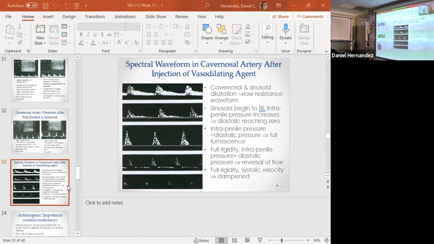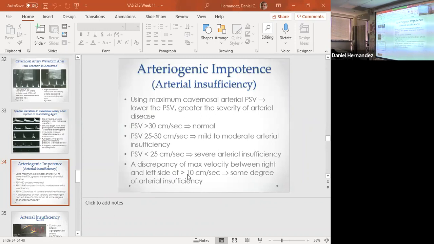And eventually we can wind up with actually dampened flow. So systolic flows become dampened. So if there's arterial insufficiency, so if there's not adequate arterial blood supply getting to that tissue, the maximum cavernosal peak systolic velocities are going to be lower. The lower those velocities, the greater the severity of arterial disease.